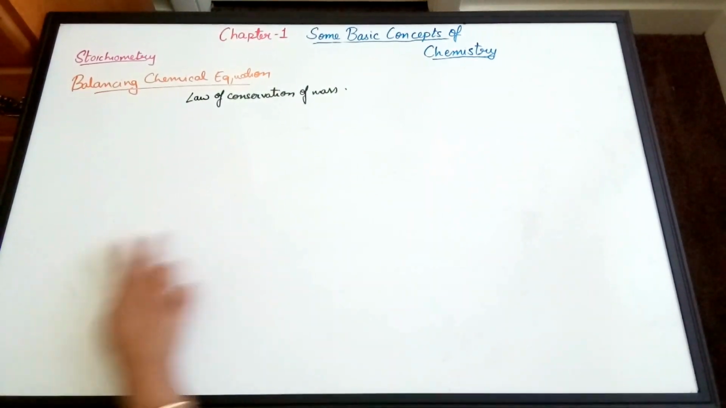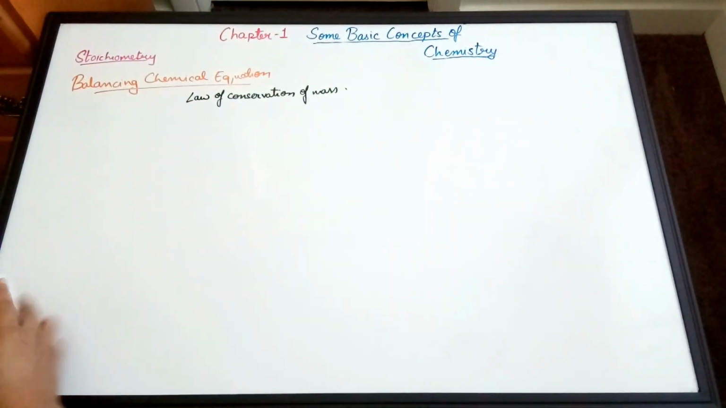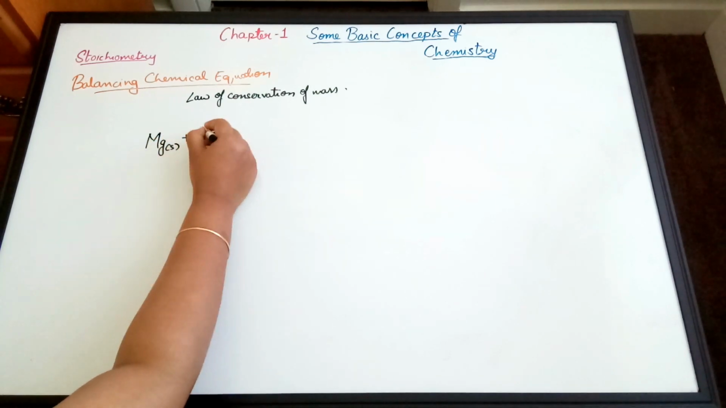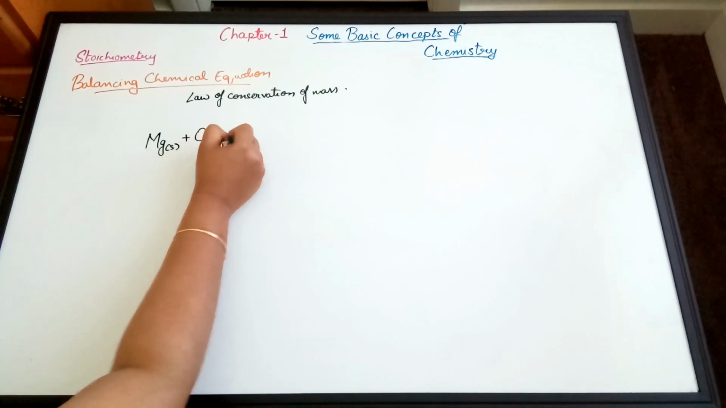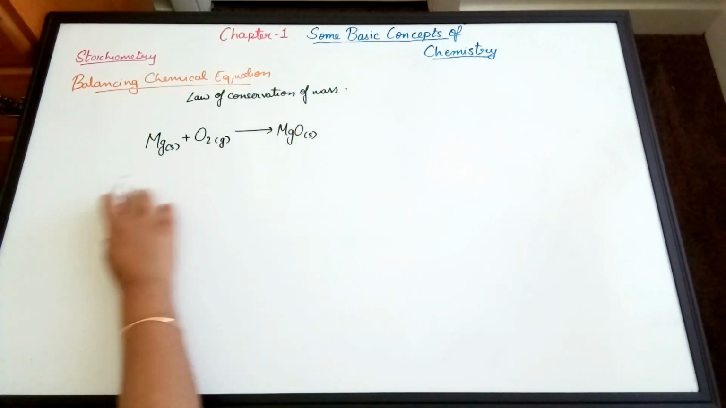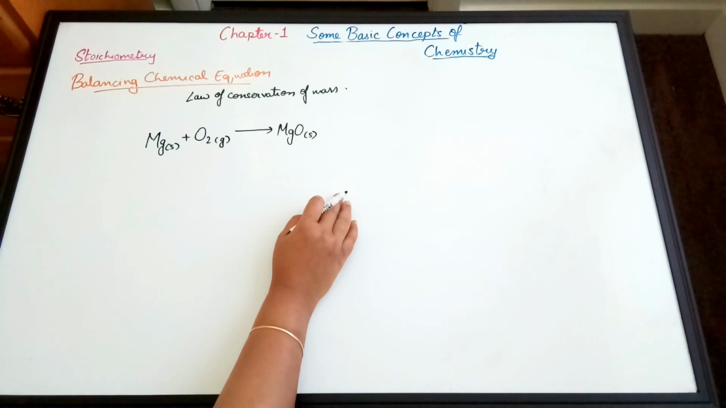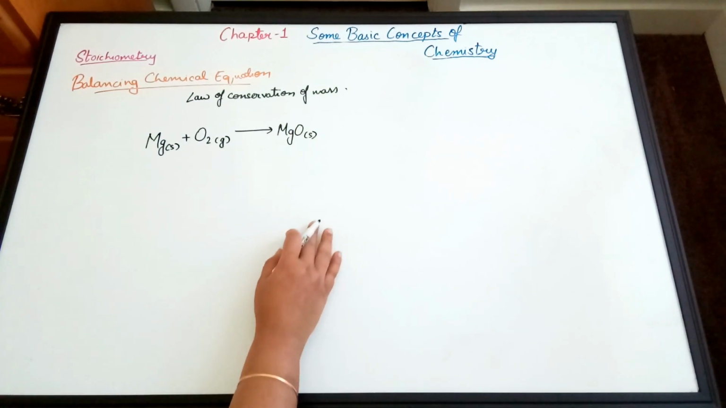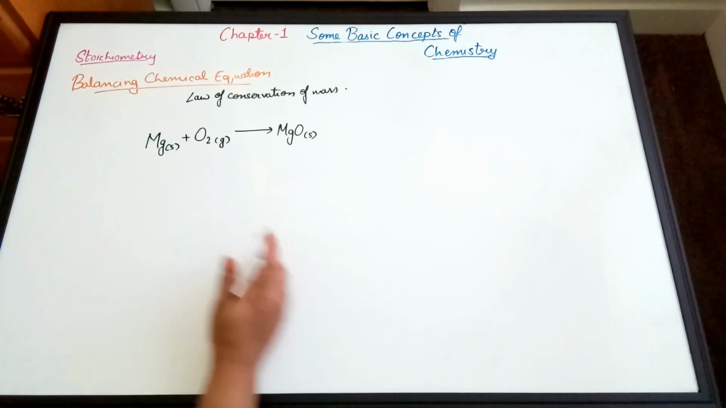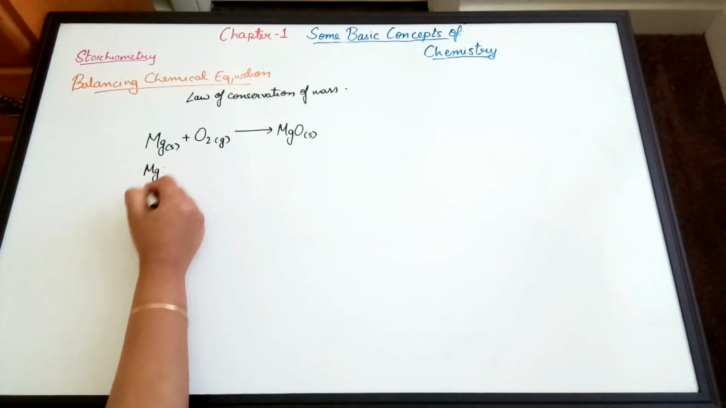Let's do another equation. Mg solid plus O2, which is going to be a gas, gives rise to MgO. This is a solid. Now this is a reaction I'm sure you would have seen, burning of magnesium ribbon in your classes, and this is the reaction for the same. So when you have this particular equation, the first step we are going to be doing is writing out the elements.